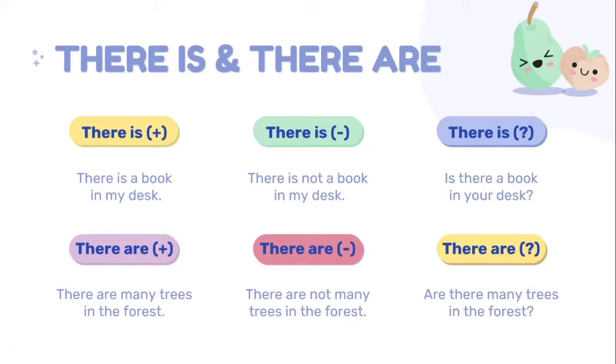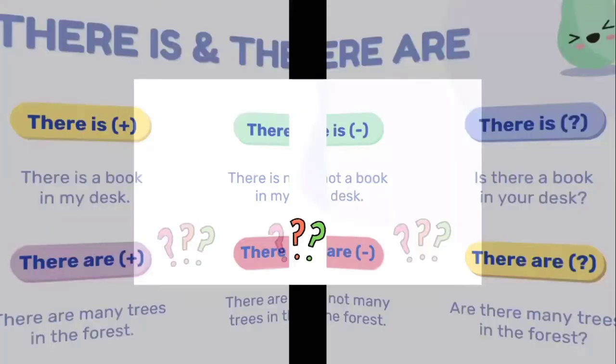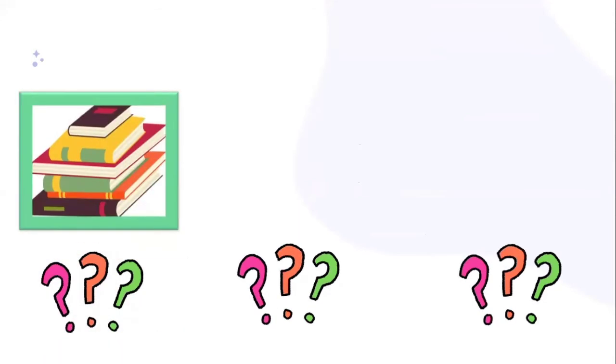And the answers will be yes, there is, or no, there is not, or no, there isn't for the singular nouns. And the answer for there are is yes, there are, or no, there are not, or no, there aren't. So it depends on the context of the sentence. To help you understand the material more, let's practice it. How many books are there?